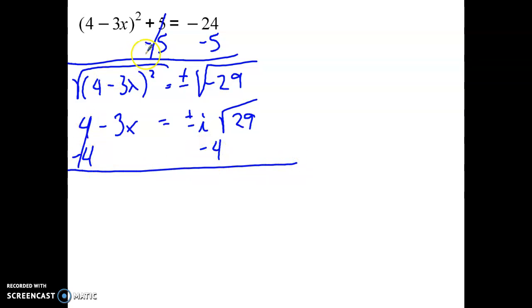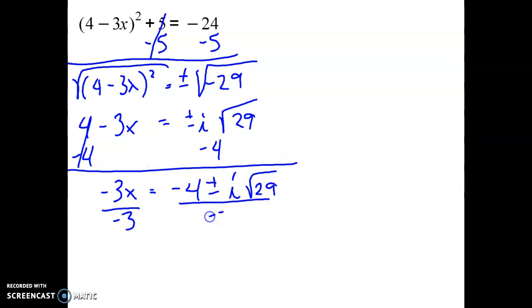All right, and like before, i square root of 29 and negative 4 are not like terms. So I can't actually put them together. I'll just put the negative 4 first, and we generally do that, and you'll find out in another video why. Still trying to get x by itself. I'm not done. I've got to move that negative 3. Negative 3 times x, opposite is divide. And I'm left with that. And so nothing cancels, nothing simplifies. That is my final answer.